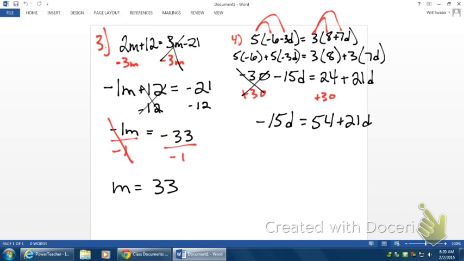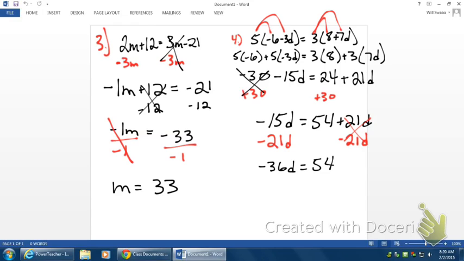What am I going to do here? Combine like terms. What's my only like terms? Negative 15D and a positive 21D. Now, how do I get that 21D to the other side? Well, I would minus 21D from both sides. That's going to make that negative 36. Okay. Gives me a negative 36D is equal to a positive 54.